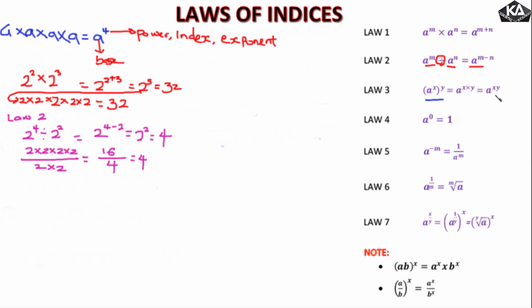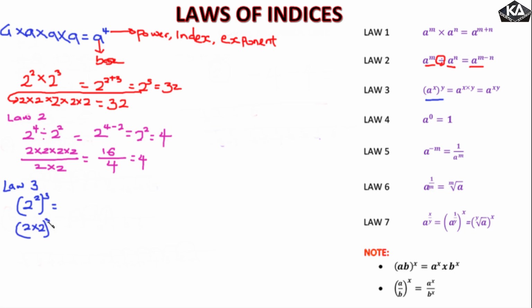Now, let's quickly do an example on this too. Law 3. For example, when you have 2 raised to power 2 in bracket raised to power 3. Now, this can equally be 2 times 2, raised to power 3.